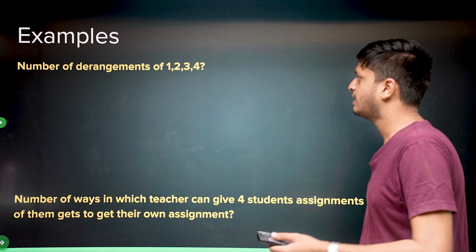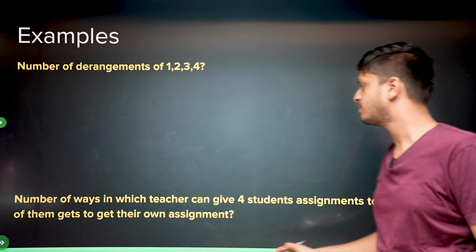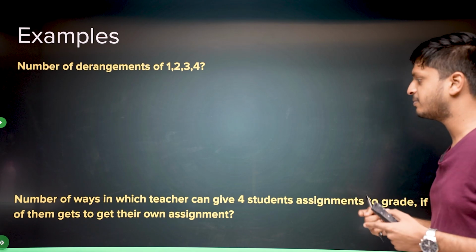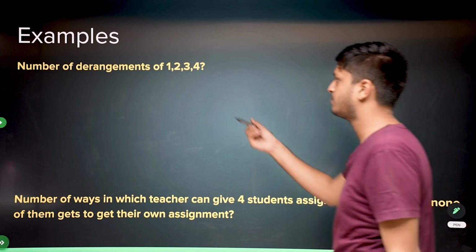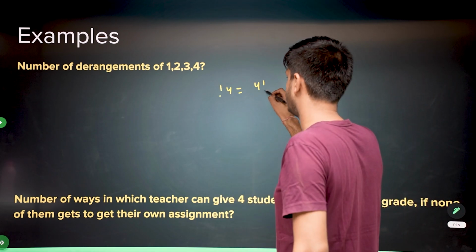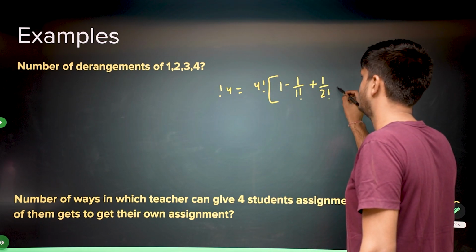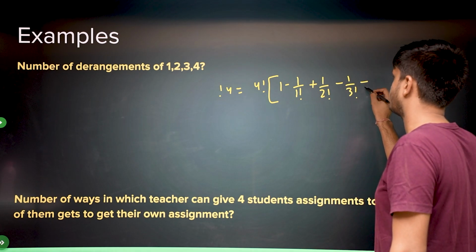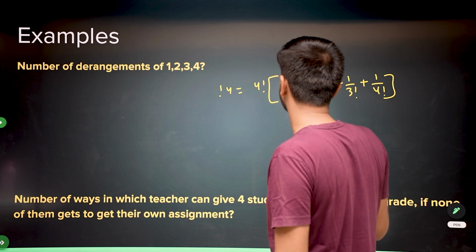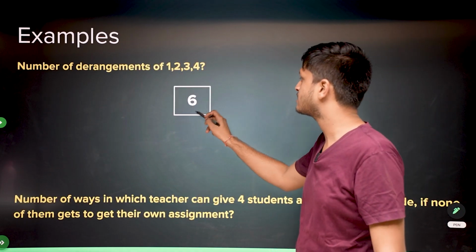Cool. So again, a very easy question: number of derangements of 1, 2, 3, 4. And this can be framed like this as well. Number of ways in which a teacher can give 4 students assignments if none of them gets their own assignment. Number of derangements of 4 is what? Subfactorial 4 is 4 factorial times 1 minus 1 by 1 factorial plus 1 by 2 factorial minus 1 by 3 factorial plus 1 by 4 factorial. We already calculated it, right? It was 9. It is 6 actually. Okay, so we might have made a little mistake. The value will come out to be 6.